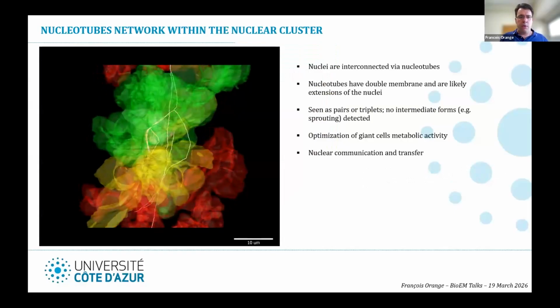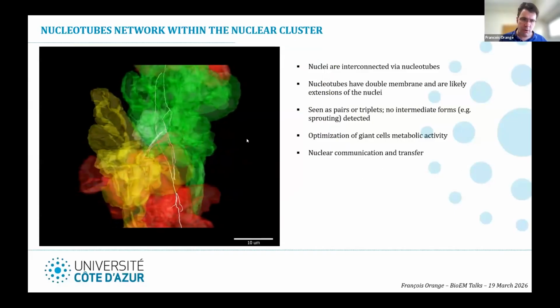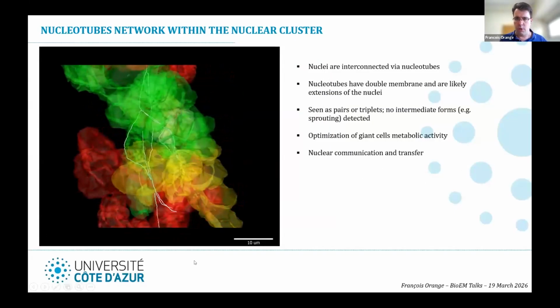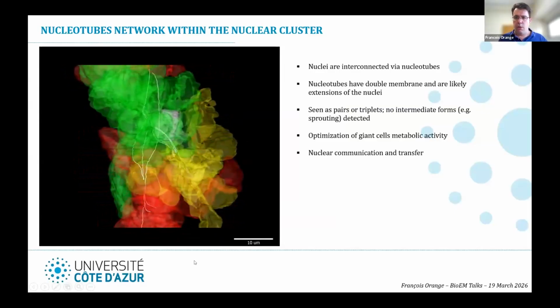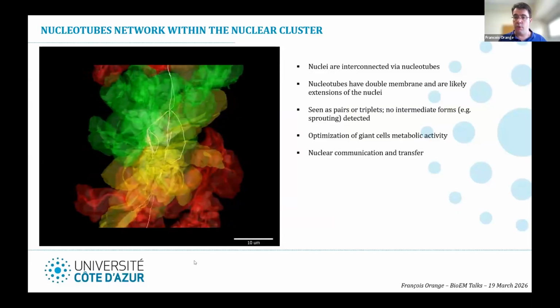So overall, you can see that these nuclear tubes just create a network within the nuclear cluster. You have all these white lines there. You can see the network of the nuclear tubes. So in summary, they have a double membrane, or likely extension of the nuclei. They can be seen sometimes as pairs or triplets. And also, important thing, there are no intermediate forms, no sprouting that we detected.